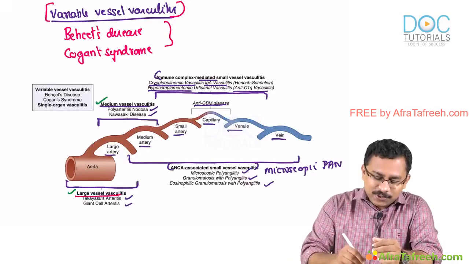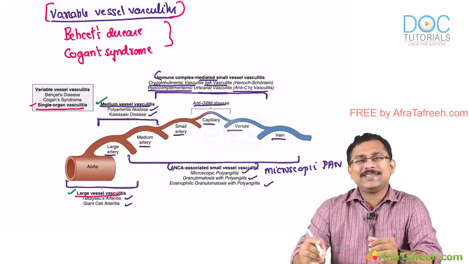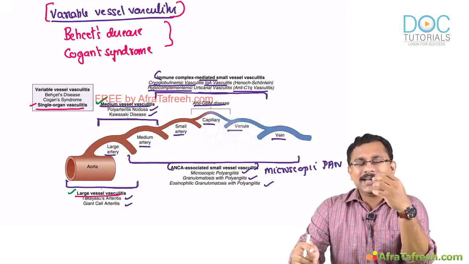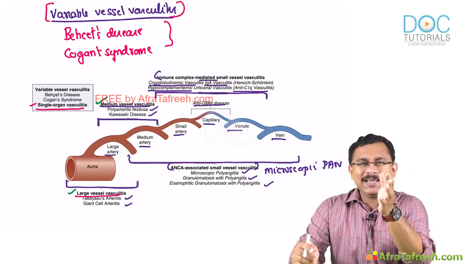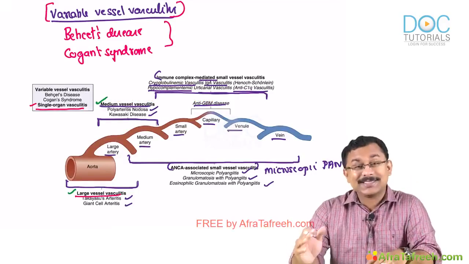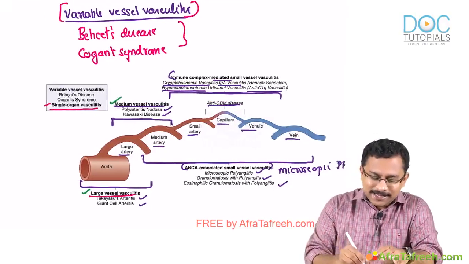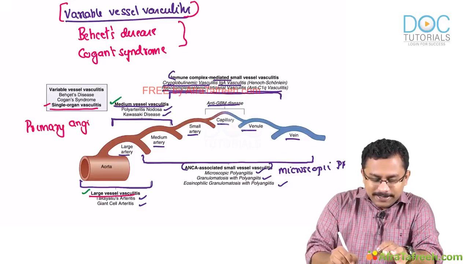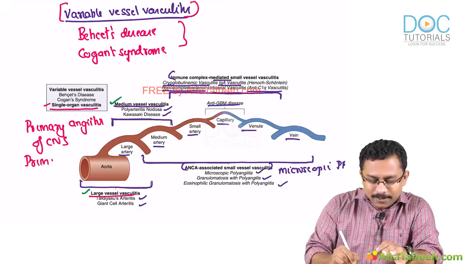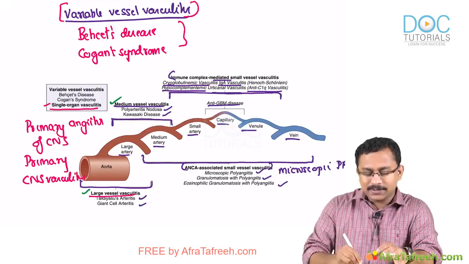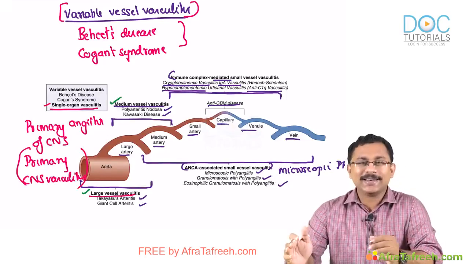And another term that you should know is the single organ vasculitis, which means vasculitis involving a single organ, because most of the vasculitis that we are going to learn are multi-system disorders. But sometimes you can have a vasculitis which is restricted to a single system. A classical example will be a primary angiitis of the central nervous system, which is also called primary CNS vasculitis. Primary CNS vasculitis, okay. So you have got to know that.